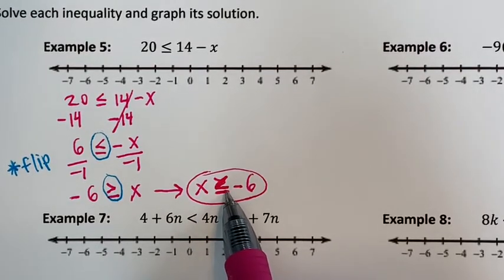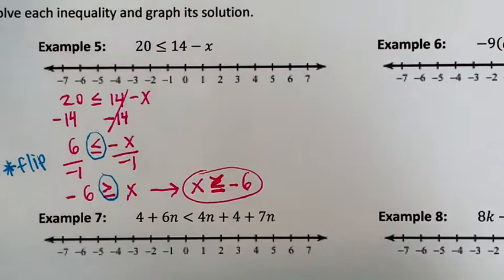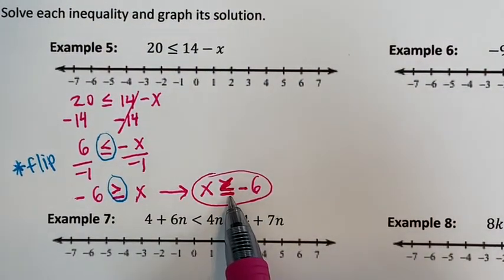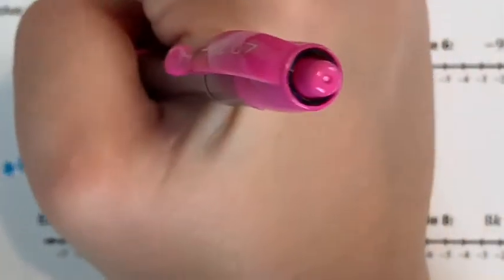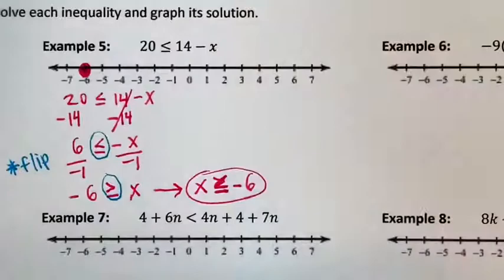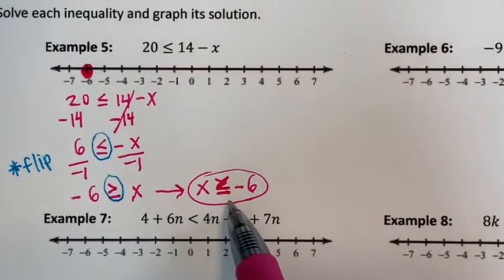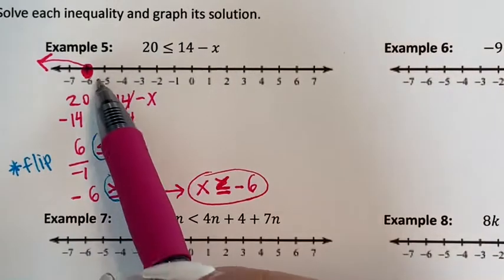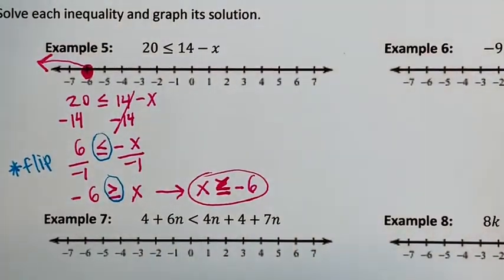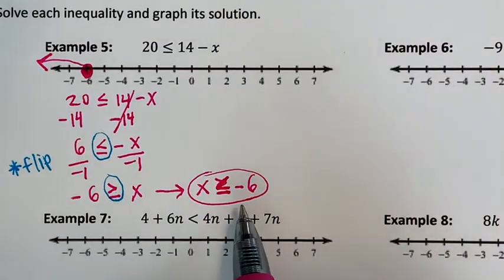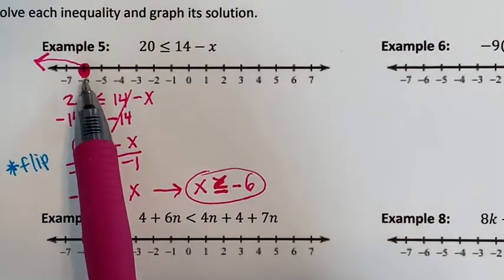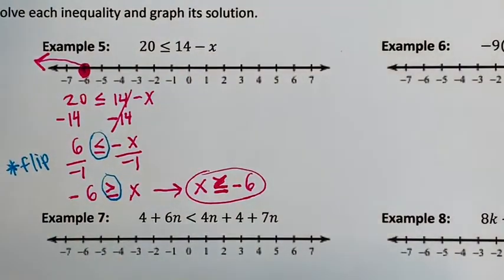If the arrow looks like it's pointing to the left, then I shade to the left. So find negative 6 on the number line. Because we see an or equal to, it's going to be a closed circle. So I have a closed circle at negative 6. Because my variable's on the left-hand side, this looks like an arrow, and anything less than it would be shaded to the left. You do need to write the inequality statement, write your answer, as well as graph it on a number line.